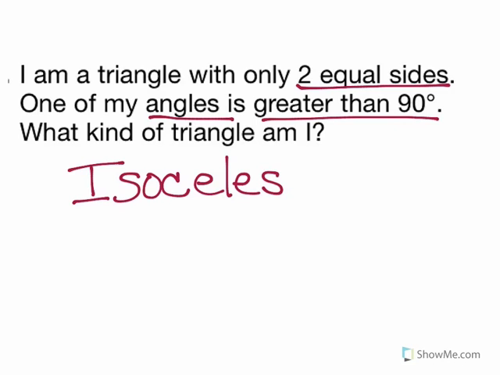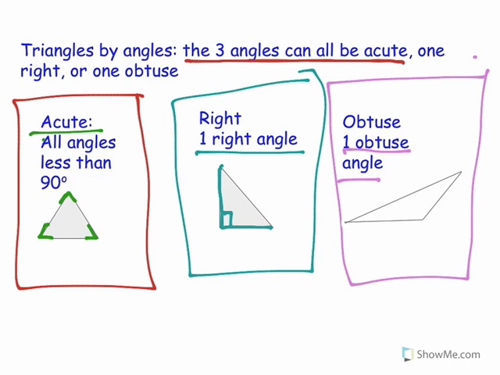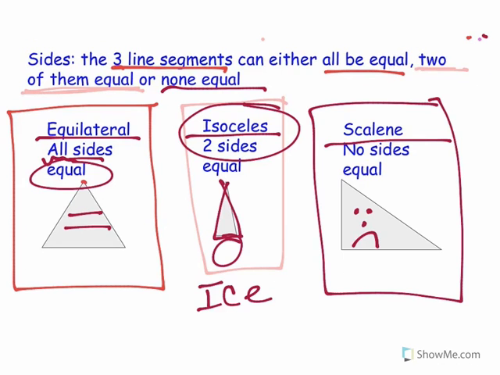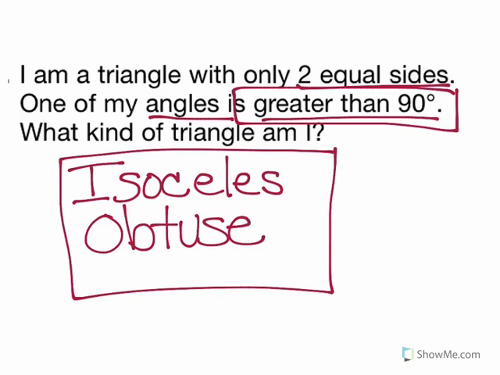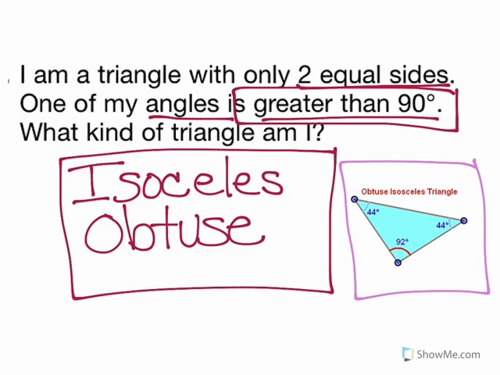Okay, that's by side. One of my angles is greater than 90 degrees. Angles. Here's our angle slide. Greater, so it can't be acute because that's less. It's not exactly 90 degrees like this one. Obtuse. Obtuse is greater. So it's got to be an obtuse. So this triangle would be named an isosceles obtuse triangle. Here is an example of what that triangle might look like. So it clearly has an obtuse angle greater than 90, and then only 2 sides are the same length, which makes it isosceles.